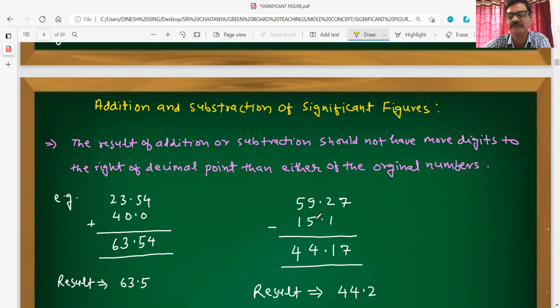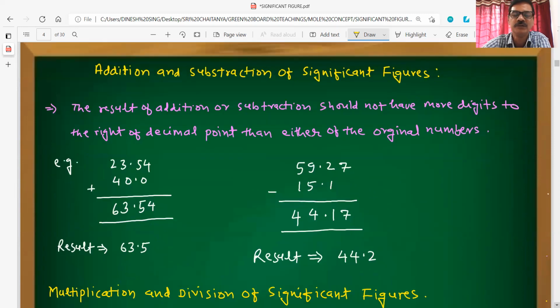Similarly, we have these 2 numbers and we are doing the subtraction. This is 59.27 and this is 15.1. We want to subtract 15.1 from 59.27. Then our answer comes to 44.17. Then we have to remove this digit. First we have to round off. So after rounding off, our answer will be 44.2. And since we have to express the answer with only 1 digit after the decimal point, our answer will become 44.2.